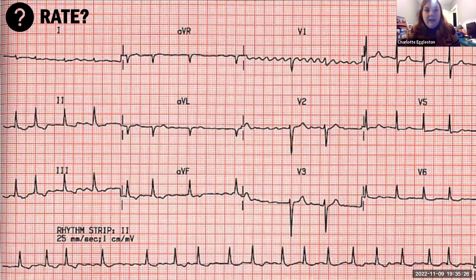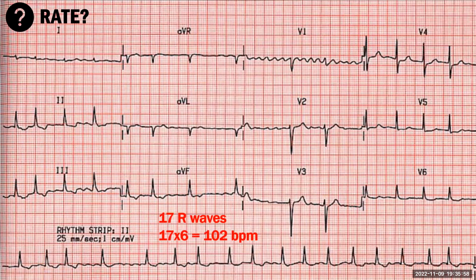So similarly, can anyone calculate the rate on this one for me? The rhythm strip is there at the bottom as lead 2. It's not a super easy number to times by 6, to be fair. About 100, 102. Yeah, about 100. It's not a bad shout. So yeah, 102 for that one.